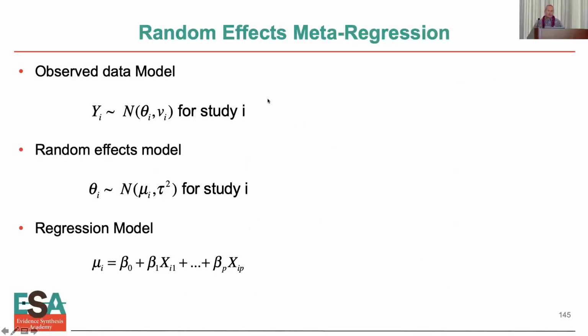Okay, so in a random effects regression, our observed data say that the study statistics, the y_i's, have a mean theta_i and a variance v_i, and then we say that the theta_i's have a mean mu_i and a variance tau squared. And so the difference here now is that each study is not drawn from a single normal distribution with a single mean. It's drawn from a family of normal distributions where the means depend on covariates, right? So it's now a regression model.